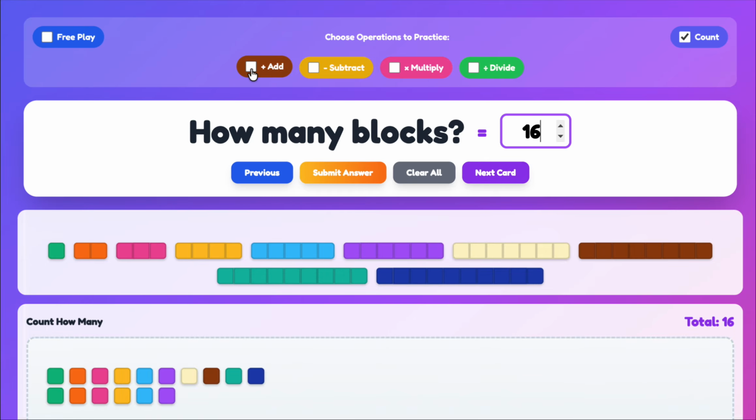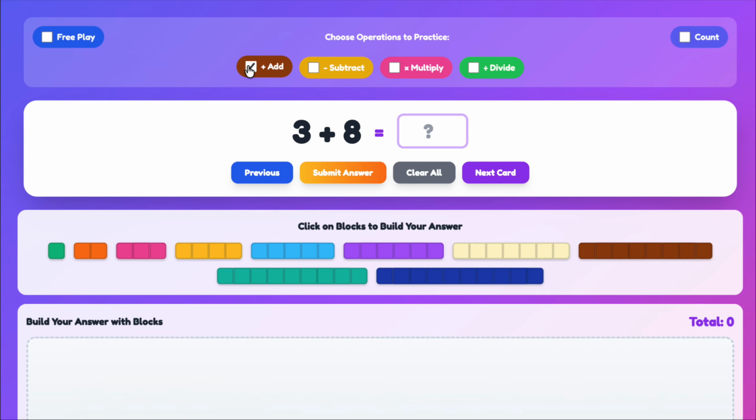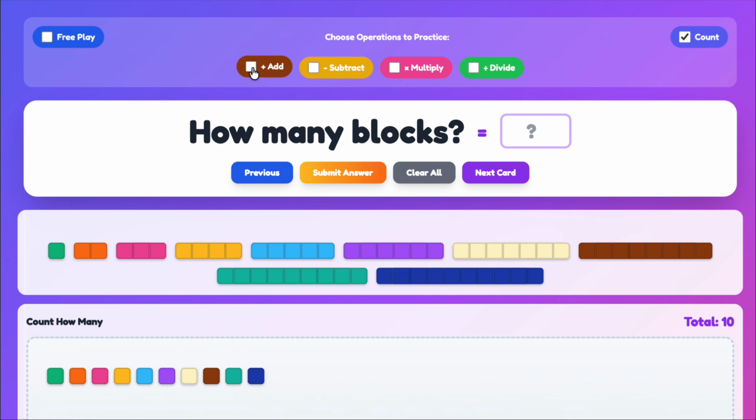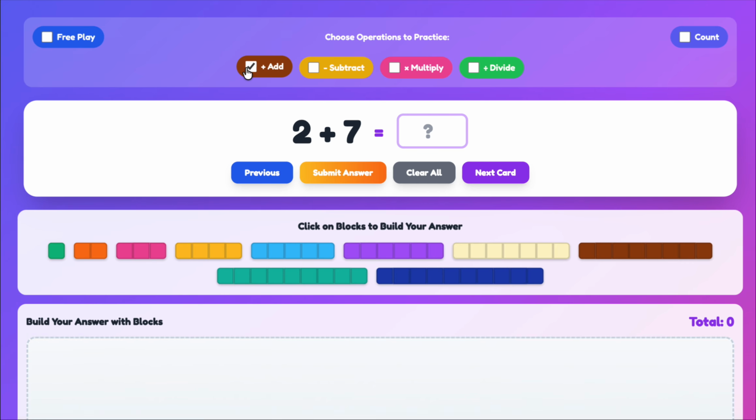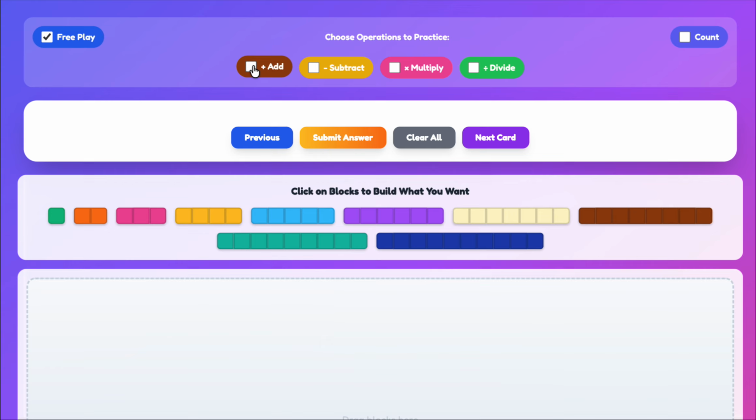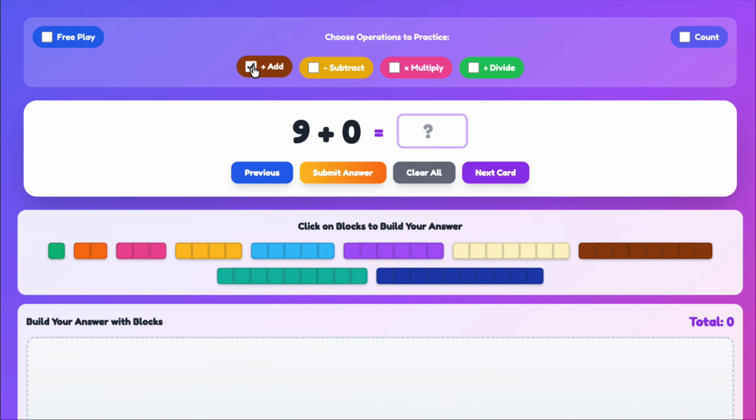When I click on any of these add, subtract, multiply, or divide modes, the count and the free play will go away. So if I'm in free play and I click on here, it will go away. If I'm in count mode and I click on one of these modes, the count mode disappears. If I'm in free play and I click on any of these, that will disappear.